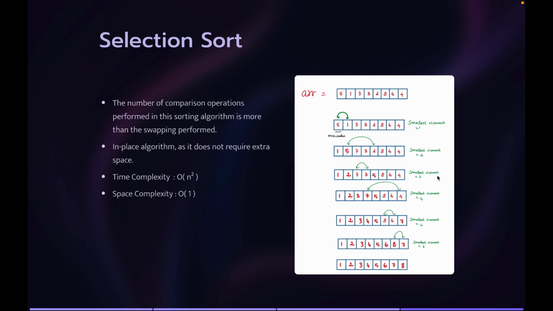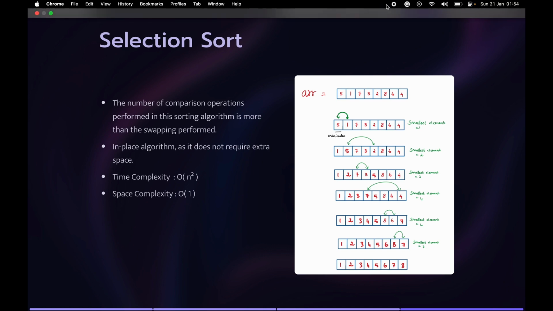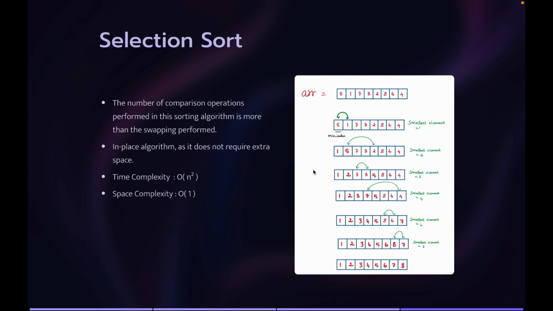Now selection sort. Imagine you are selecting the smallest item from the unsorted pile and placing it at the beginning. Selection sort follows a similar principle. It repeatedly selects the smallest element from the unsorted portion and swaps it with the first unsorted element. See how this actually works with the help of an example.